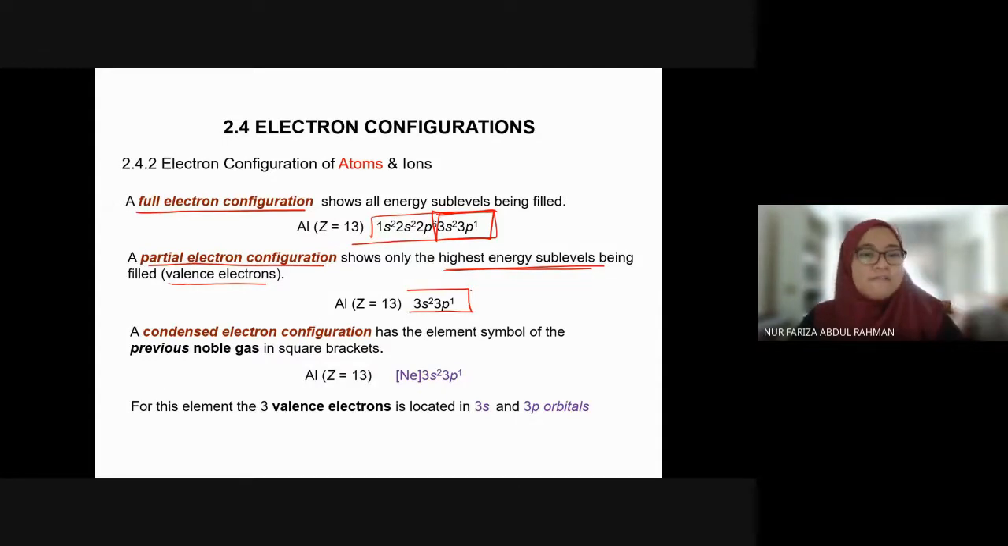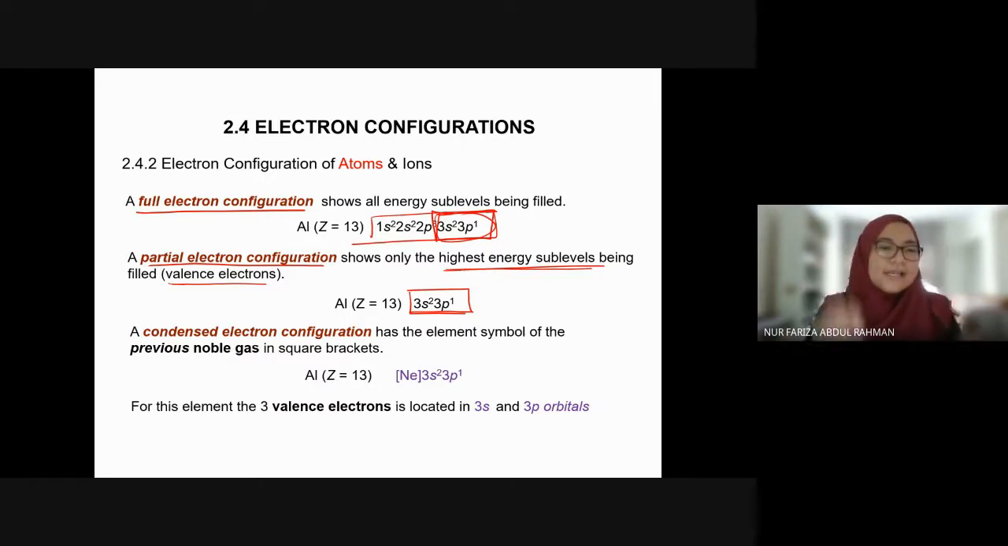So depends on the question lah. If the question is asking for partial electron configuration, then this will be your answer: the highest energy sub-level being filled. So for aluminium you have to identify this, which will be the highest sub-level. Okay, done. Depends on the question.